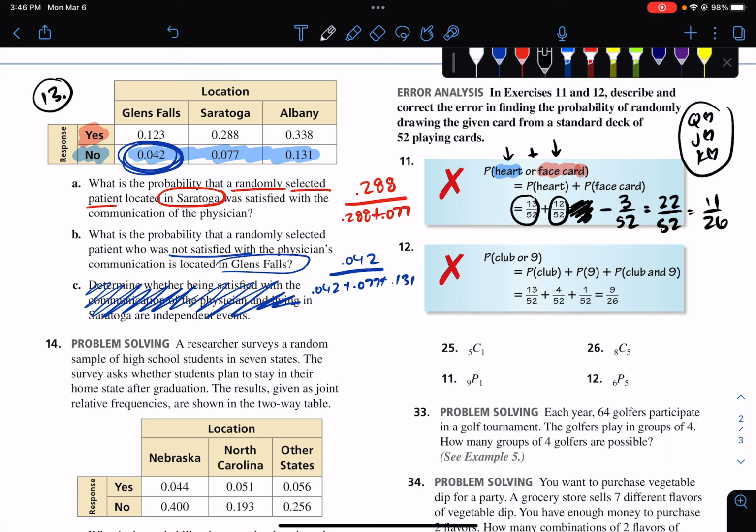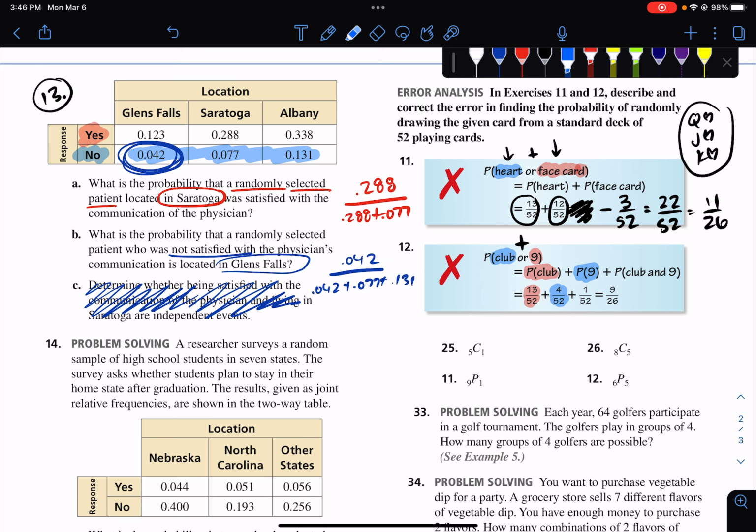Okay. Similar problem with number 12. What's the probability that you get a club or a 9? Well, that or means I'm going to add those together. So this person took the probability of a club. Let's keep track of these. Probability of a club is right there. And then they added the probability of a 9, which is right there.